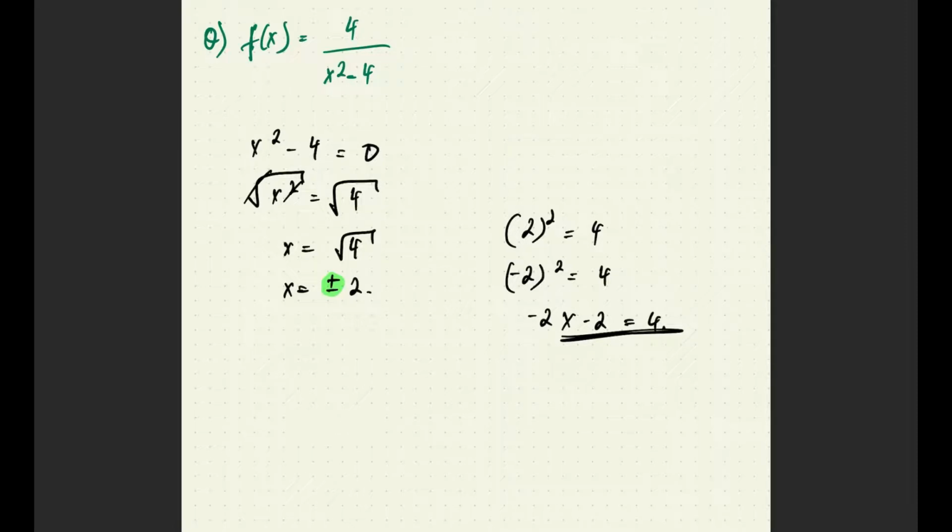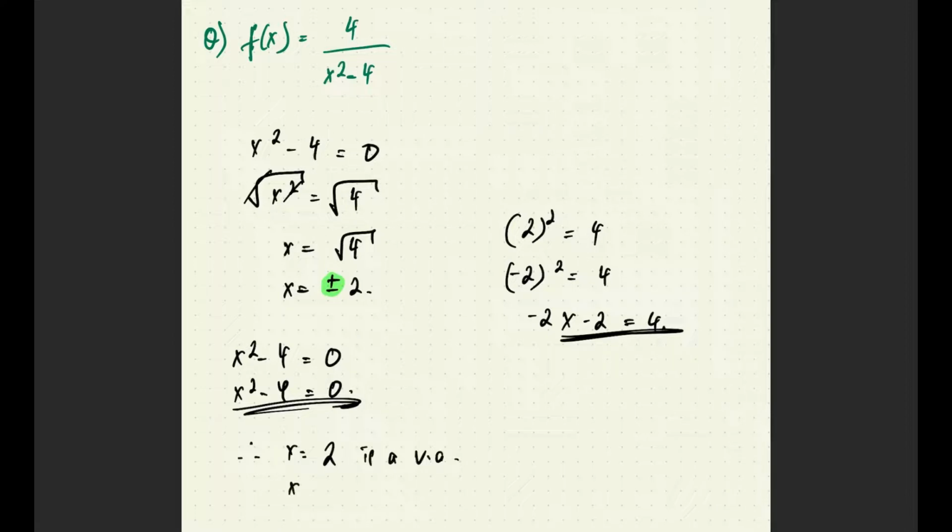So that means that when x is equal to positive 2, x squared minus 4 will equal 0, but also when x equals negative 2, x squared minus 4 will be equal to 0. So in this case, you're going to have two vertical asymptotes: one of the vertical asymptotes is going to be at positive 2, and the other vertical asymptote is going to be at negative 2. So x equals 2 and x equals minus 2 are both vertical asymptotes.